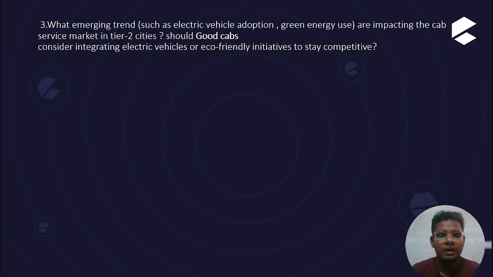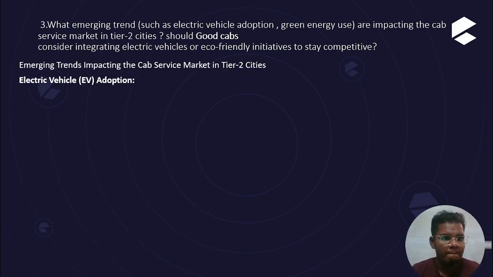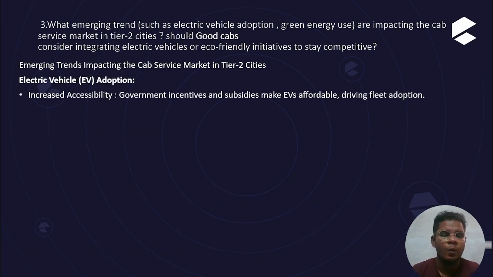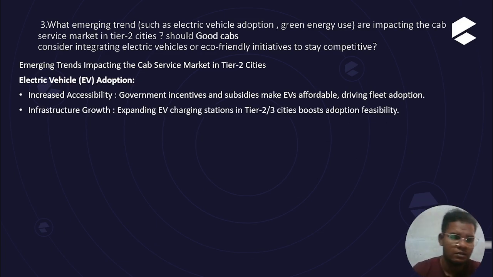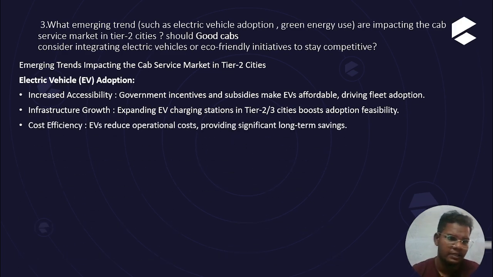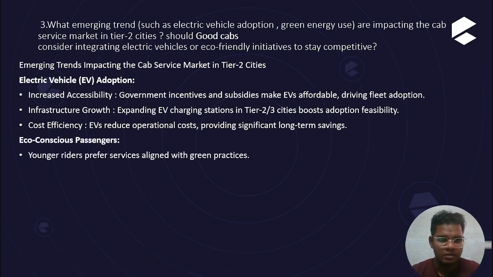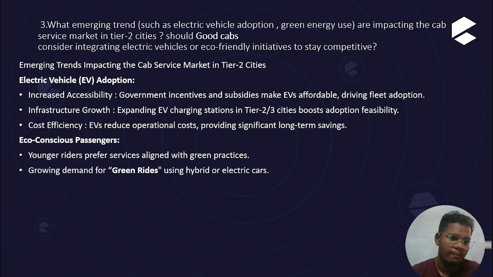What emerging things, such as electric vehicle adoption and green energy use, are impacting the cab service? Yes, of course, it has an impact. Increased accessibility: whenever we use electric vehicles, we may get government incentives, subsidies, and affordability. Infrastructure growth: expanding EV charging stations in Tier 2 and 3 cities boosts adoption feasibility. Cost efficiency: yes, of course, it reduces operational and maintenance costs, providing significant long-term savings. Eco-conscious passengers: yes, of course, nowadays the young generation is aware of the environment, and most people prefer EVs compared to traditional vehicles.